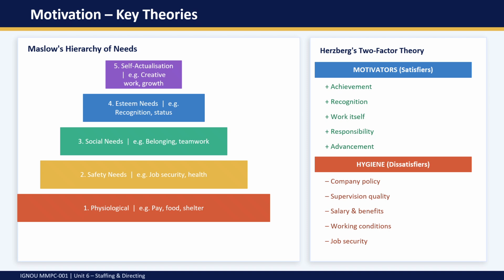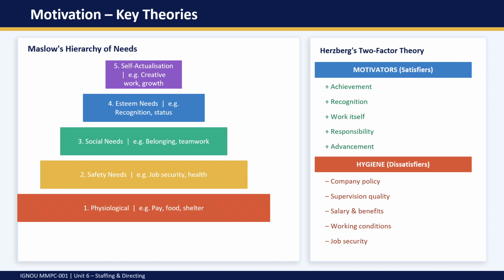Herzberg's two factor theory divides factors in the workplace into two categories. Motivators or satisfiers are intrinsic to the job itself: achievement, recognition, the work itself, responsibility, and advancement, and their presence actively increases job satisfaction and motivates employees. Hygiene factors or dissatisfiers are extrinsic: company policy, quality of supervision, salary, working conditions, and job security. While their absence causes dissatisfaction, their presence alone does not motivate; they merely prevent dissatisfaction.